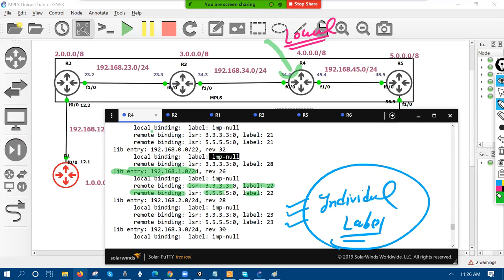But why, for this particular route, is my remote router assigning the label 23, and R5 is also assigning the label 23? Label is local to the router, right? Label is local to the router. But what about this one now? Can anyone tell me why this thing is happening?